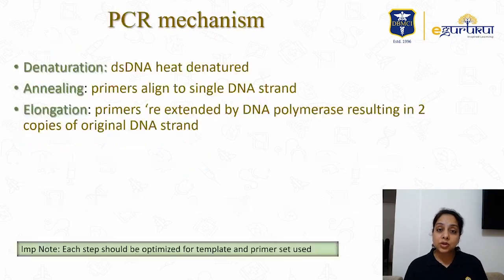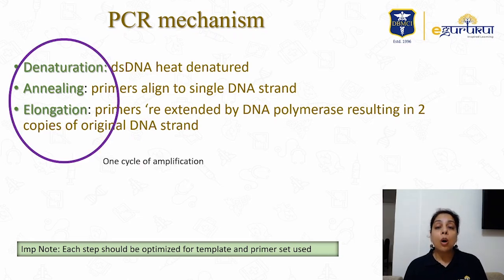So actually there are 3 steps. First is the denaturation, in which the double-stranded DNA is denatured and we make it single-stranded. Then the annealing of the primers is done. Then elongation of the primers is done by the polymerase, which results in copies of the original DNA strand. All these 3 steps make one cycle.